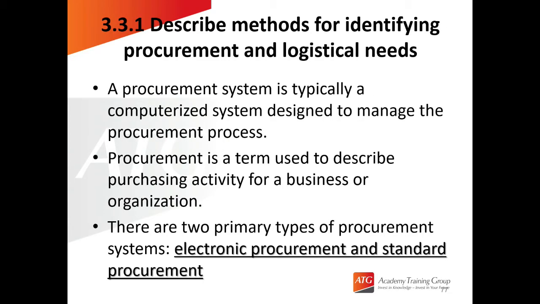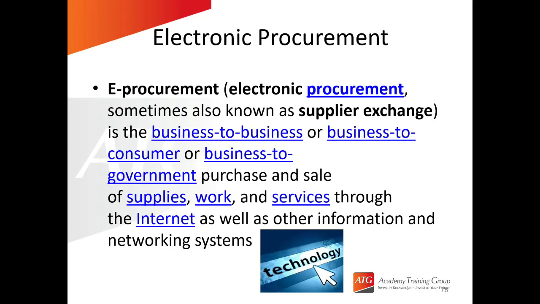A procurement system is typically a computerized system which is designed to manage the procurement process. Procurement is also a term used to describe purchasing activities for a business or an organization. There are two primary types of procurement systems, which are electronic procurement as well as standard procurement. Now, electronic procurement, or e-procurement, is sometimes also known as a supply exchange.